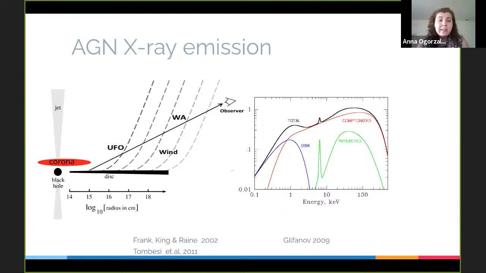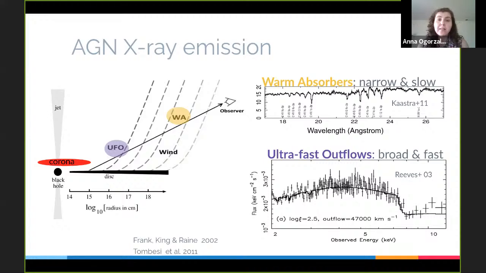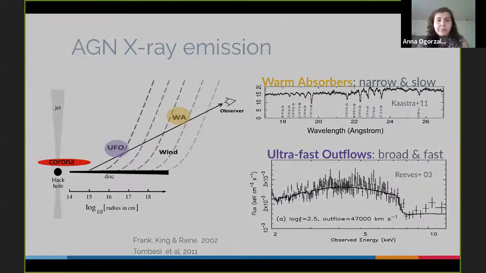And spectroscopically speaking, this will manifest itself as absorption features. Depending on how close the gas is to the black hole, because of the disk rotation, these features are typically narrow, in which case we call them warm absorbers, or very broad, in which case they're called ultra-fast outflows, or UFOs for short. Typically, warm absorbers move at few hundreds to thousands kilometers per second, while UFOs can be relativistic.